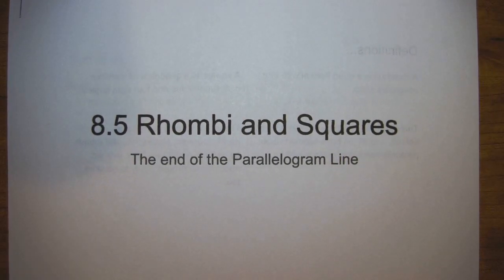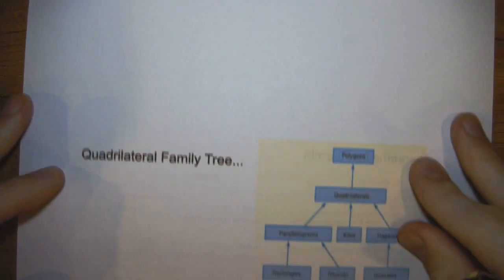All right, Chapter 8, Section 5, we're looking at rhombi and squares. Rhombi is the plural for rhombus. And this is the end of the parallelogram line. Here's what I mean by that.